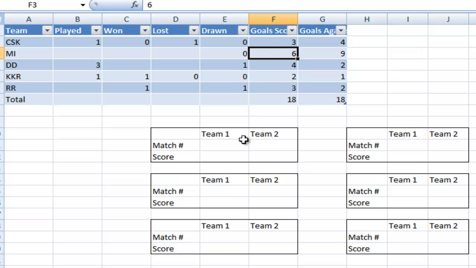So I'll fill up the first match. I've got the details of the first match, so I'll fill it here. The team is CSK versus team 2 Mumbai, and the scores are 3-4. The moment I do this, I go ahead and subtract the same thing from goals scored and goals against for the two teams. So this becomes 2, because it has scored 4 goals and conceded 3, so this becomes 6.